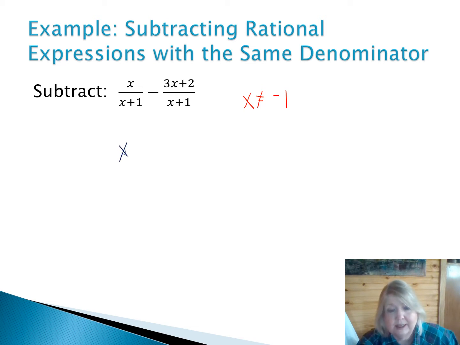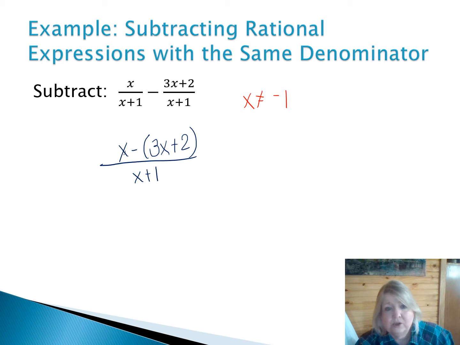However, to add and subtract, this is just like adding and subtracting fractions. So I'm going to say x minus, now here's the catch. Some students initially need to write this 3x minus 2 in parentheses because they keep missing signs. But it's all over x plus 1. So this is x minus 3x minus 2 if you distribute that negative through.